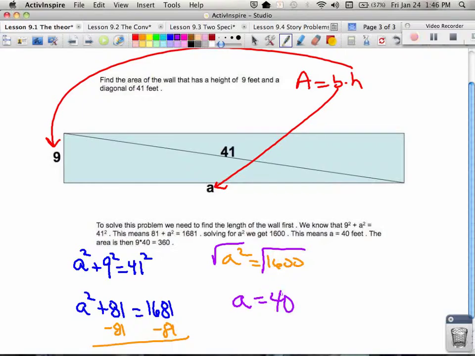Now this is not where our problem ends, of course, because the 40 is just the base. If I want to find the area, going back up to the top, I know that I'm going to take the base, which is 40, times the height, which is 9, for a grand total of 360. Knowing that the label, if this is in feet from the story problem, would be feet squared. The 360 is not being squared, just the label of feet. So again, the Pythagorean theorem helps us by being able to find one of the sides of the rectangle, the base in this case, so that we can find the area.